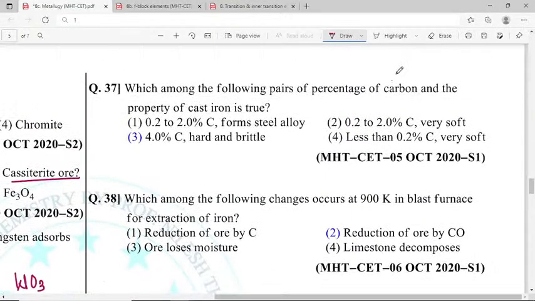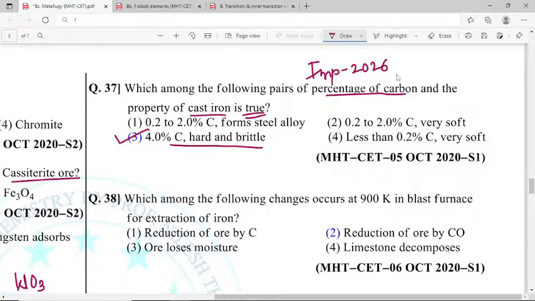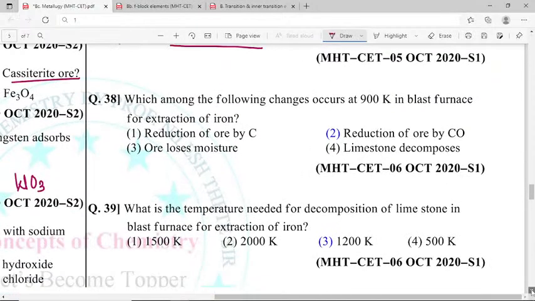Which among the following pair of percentage of carbon cast iron is true? Cast iron, 4%, hard and brittle. IMP question, 2026. Which among the following changes occur at 900 Kelvin in blast furnace? Reduction of ore by carbon monoxide. Again, this is important for 2026.